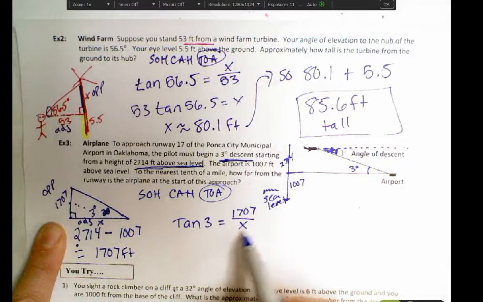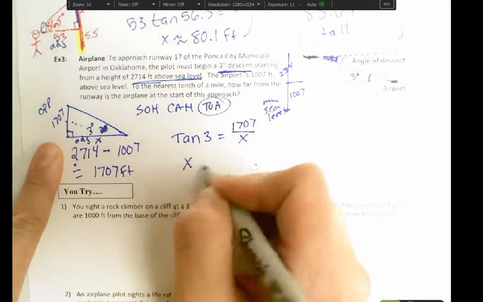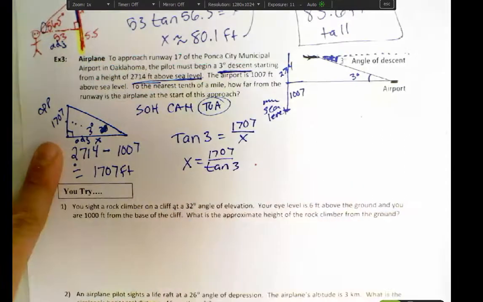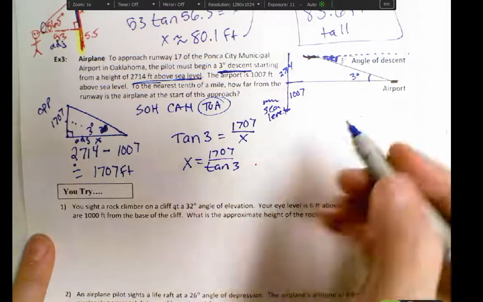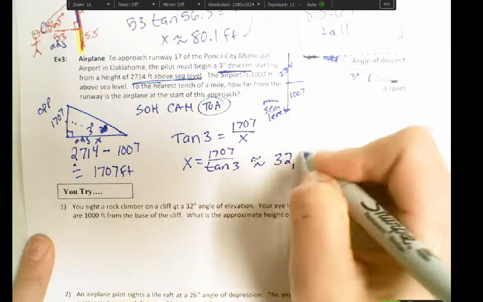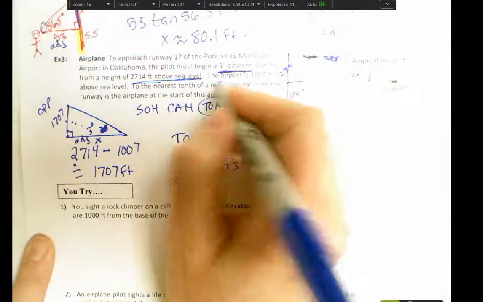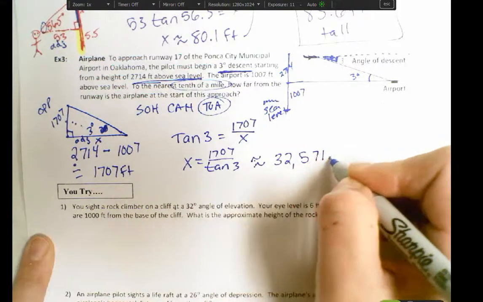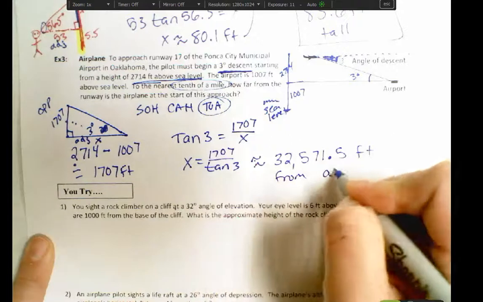Remember, when your denominator has the variable, you can switch places with the other side of the equality. So x is equal to 1707 over tan 3. Substitute that into your calculator, and you get approximately 32,500, and what's it say? To the nearest tenth of a mile. 32,571.5 feet from the airport.